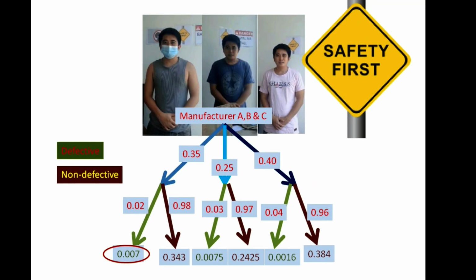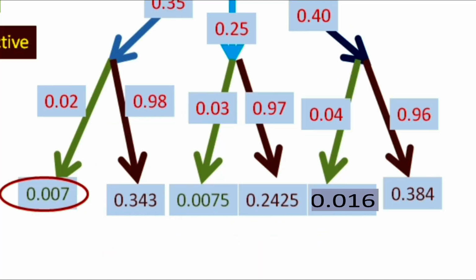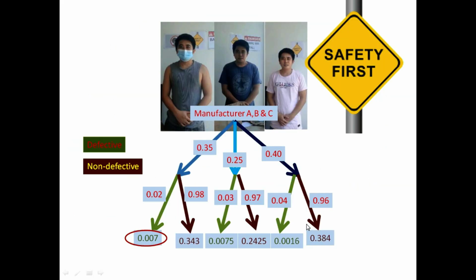What is the question? It is asking for the probability that an item is defective. And so we will choose only the paths that are defective. We have 6 paths here. Final paths: 1, 2, 3, 4, 5, 6. Some of them will be defective and some of them are non-defective. And already we could see where they are.